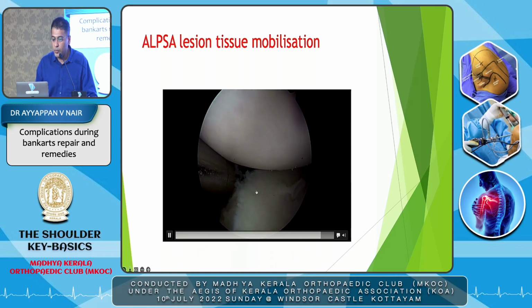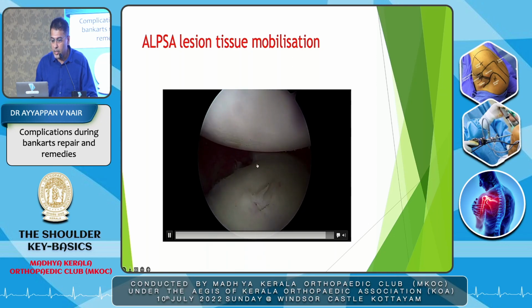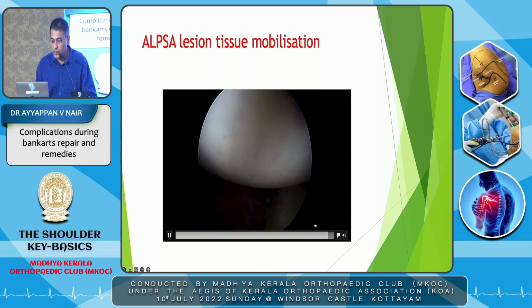Yeah, and a thorough debridement with the shaver along the neck is important. So now we can see the nice elevation here.